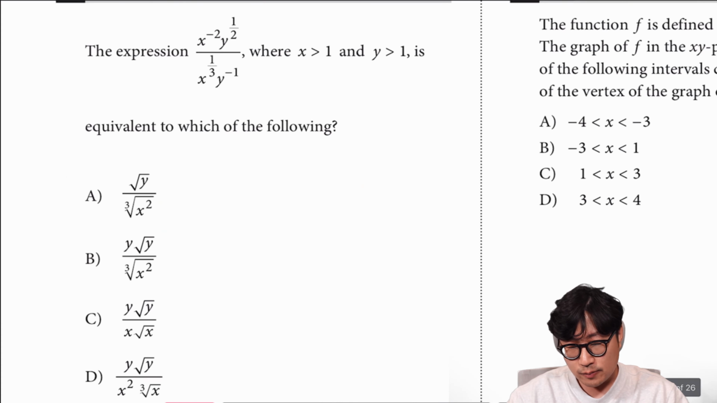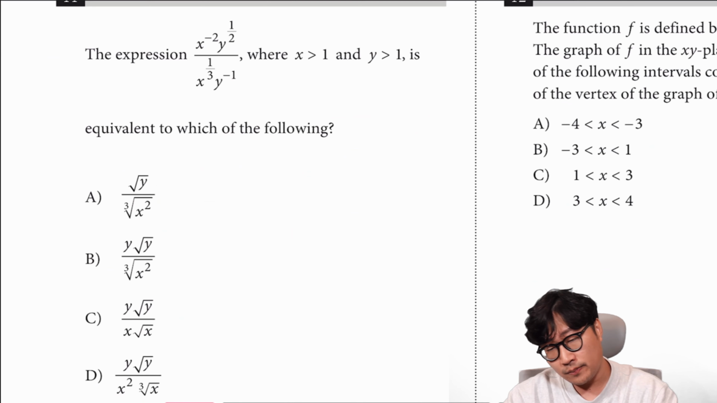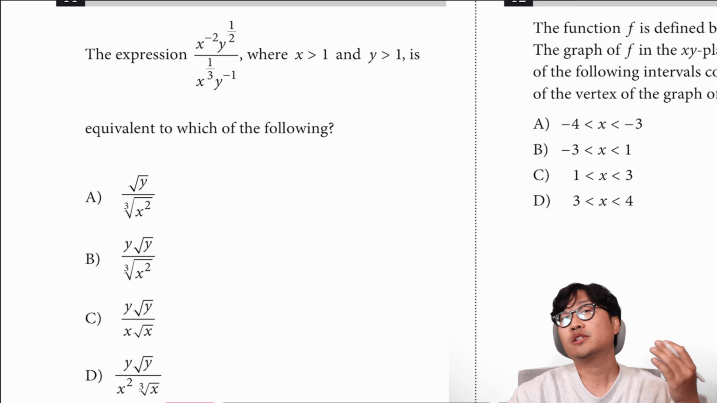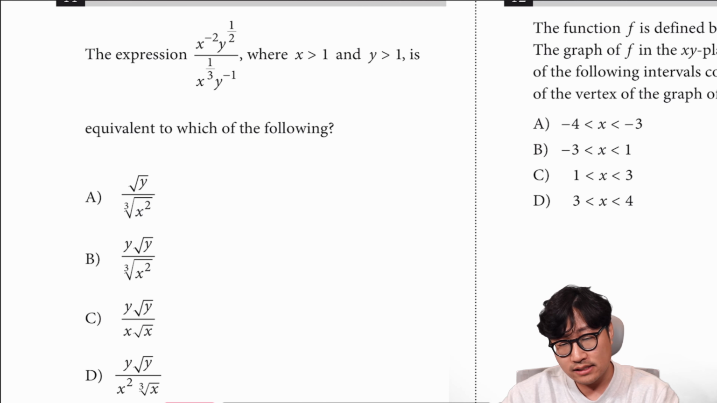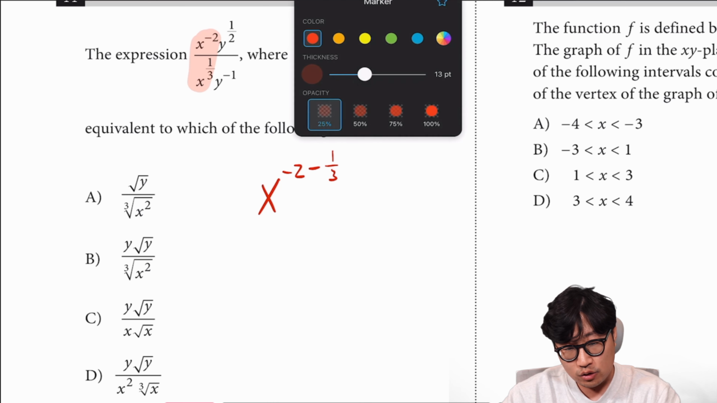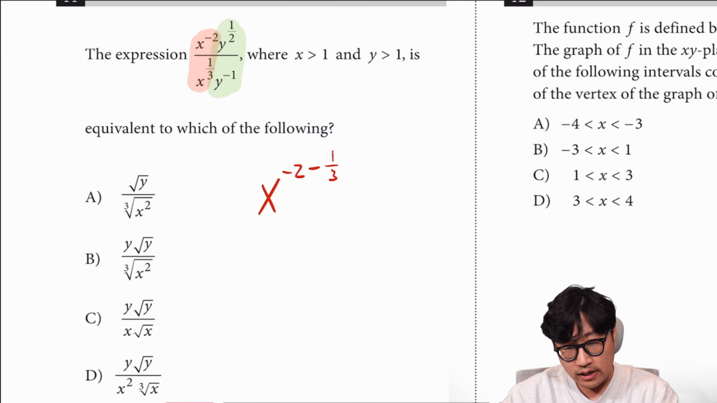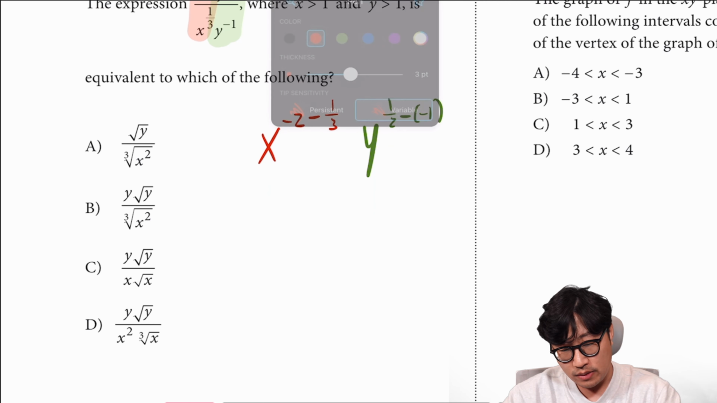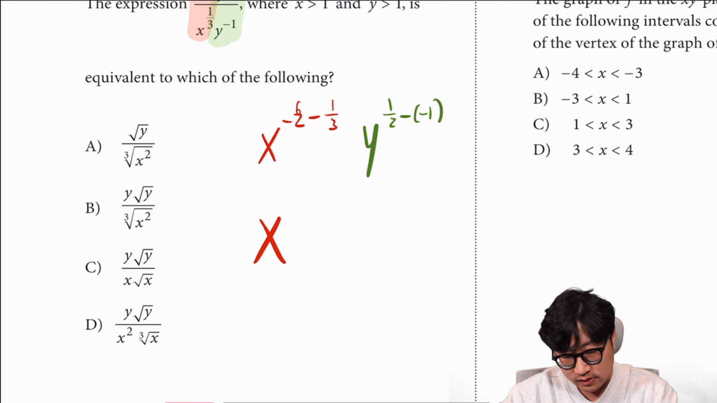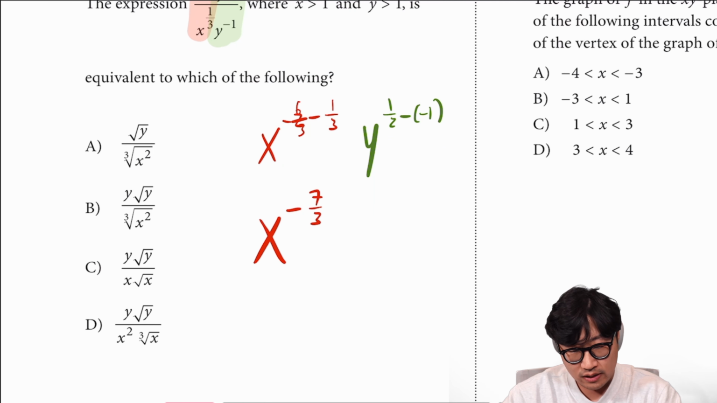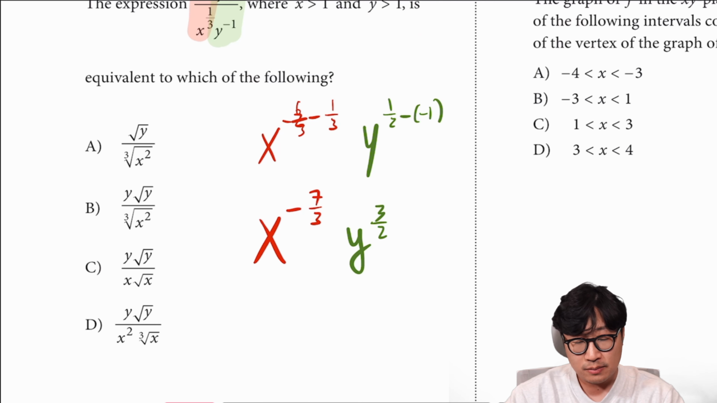All right, number 11, the expression that is equivalent to which of the following? First of all, if you divide, you're supposed to subtract the exponents. So let's do the x's and y's separately. I'm going to divide. So x to the -2 minus 1/3, and then doing the y part now, that'll be y to the 1/2 minus -1. With the common denominator, that'll be x to the -7/3, and y to the 1/2 plus 1, which is 3/2 with the common denominator.